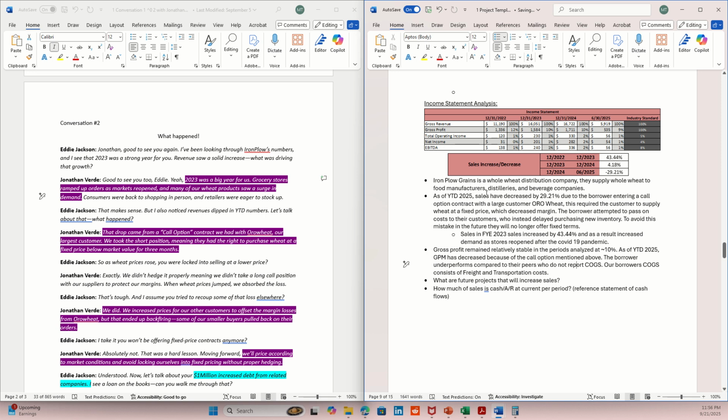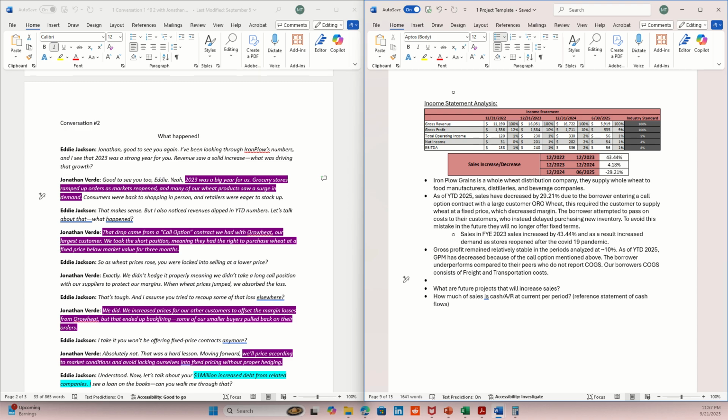Okay. So now we have a statement on what they sell, who they sell to, why sales changed, gross profit margins. We compare them to their peers. And now on to future projects that will increase sales. Let's actually go into operating profit margins first.